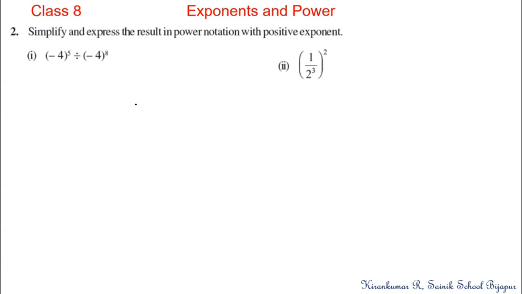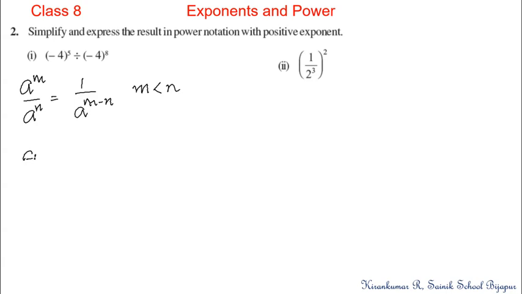Second question, we need to simplify and express the result in power notation with positive exponent. We all know that when a to the power of m is divided by a to the power of n, this will be equal to 1 upon a to the power of n minus m, where m is smaller compared to n. Here is the same case.